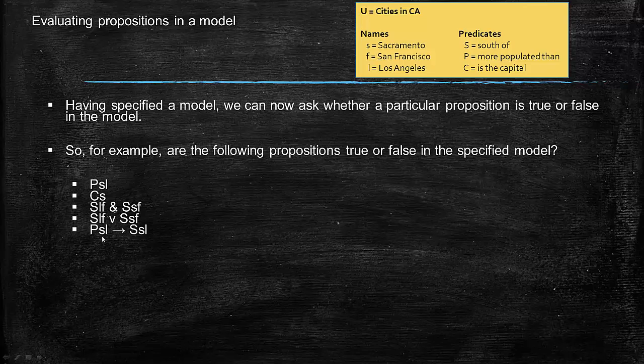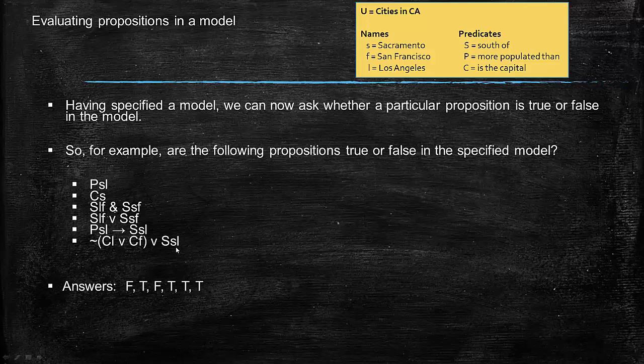If Sacramento is more populated than Los Angeles, then whatever, because Sacramento is not more populated than Los Angeles, so this is false, so the conditional is true. Again, this is the kind of reasoning you need to be able to do intuitively. Either it's not the case that Los Angeles is the capital or San Francisco is the capital. Well, that's true. Neither one of these is the capital, so the whole statement is true.